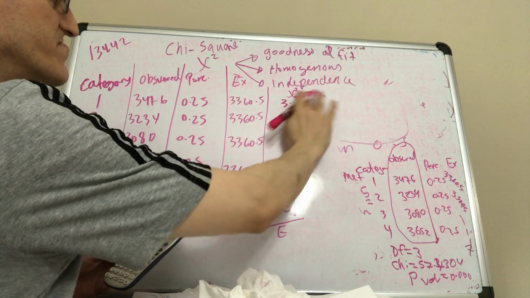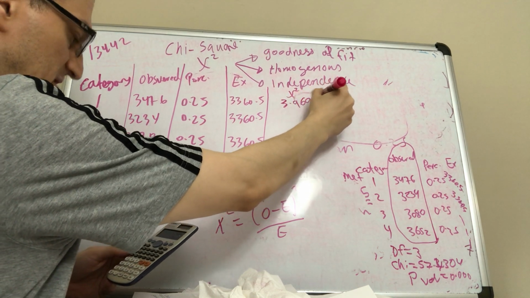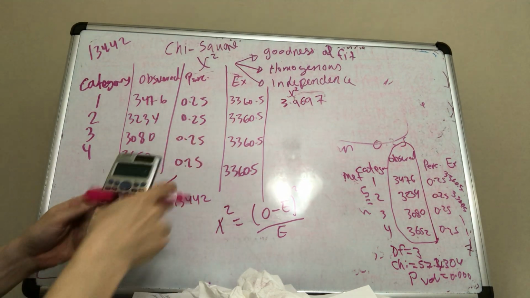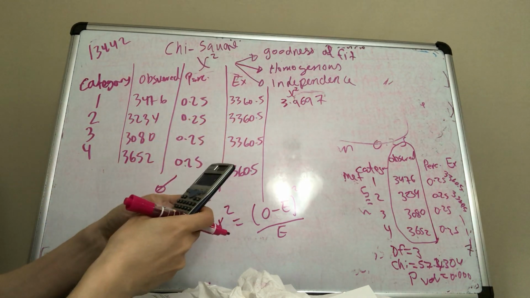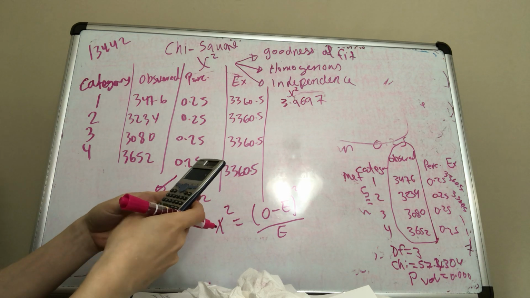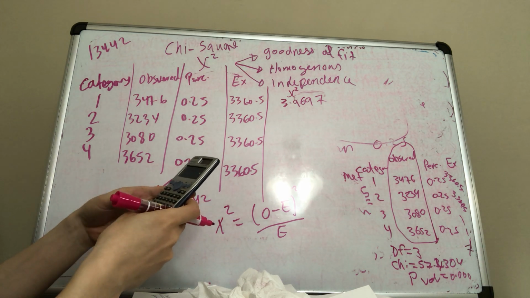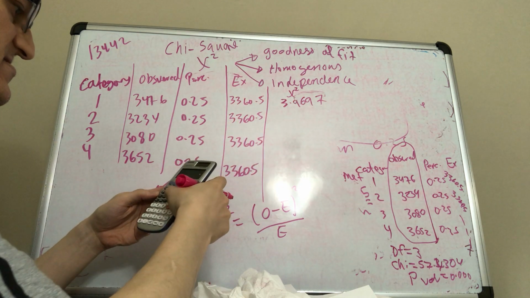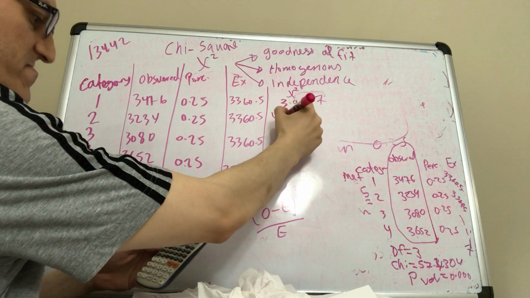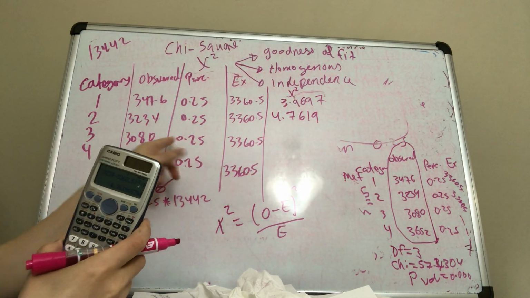I'll stick to 4 decimal places, 3.9697. You do it for this one. Brackets, difference squared over expected. So brackets, 3,234 minus 3,360.5. You square this, divide by 3,360.5. And this one is 4.7619.